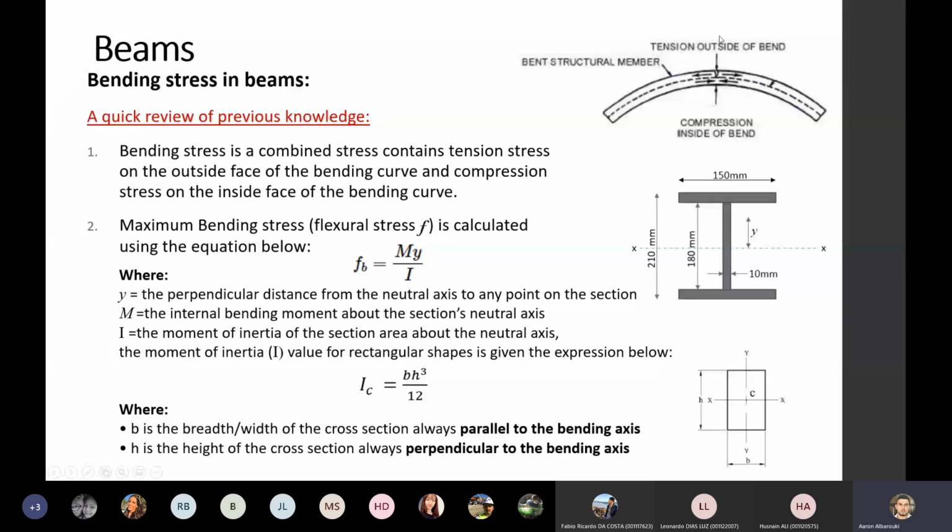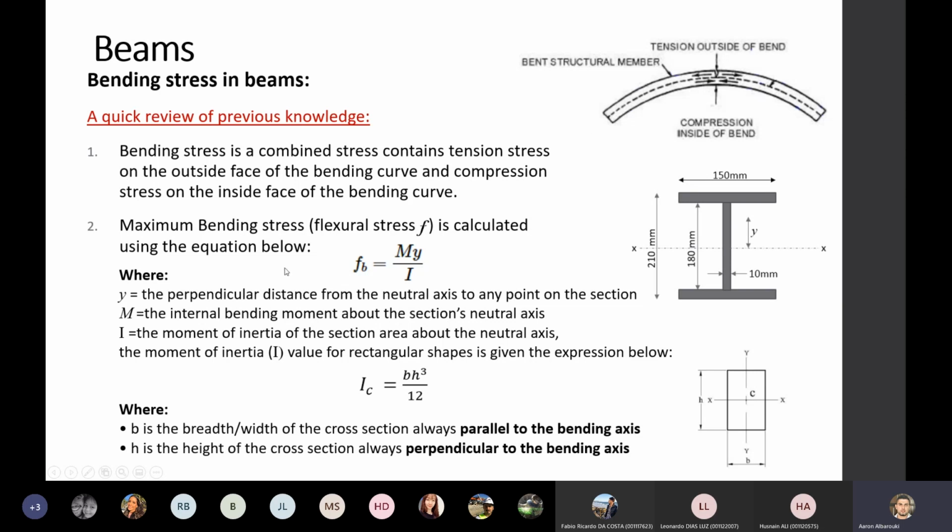Does this make sense, guys? This concept here, that the bending stress is a combined stress, combined of two different stresses. Each one of those, we call them normal stresses. Normal stresses, that means they are normal to the surface they apply to, perpendicular to that surface. We have tension stress on the top part and compression stress at the bottom part.